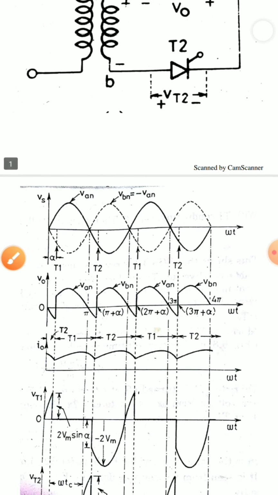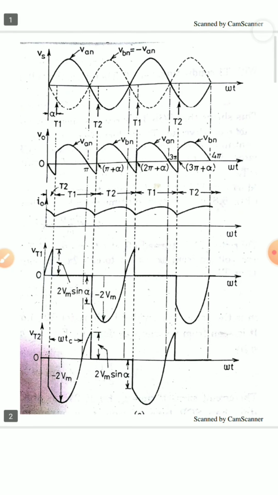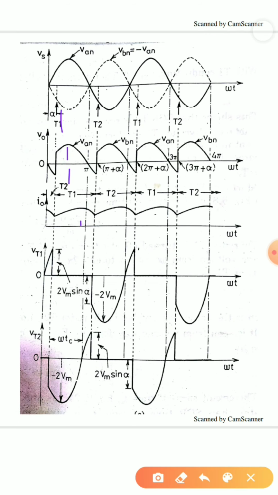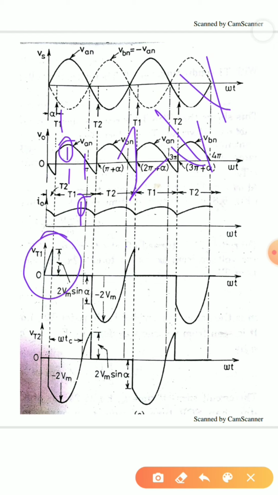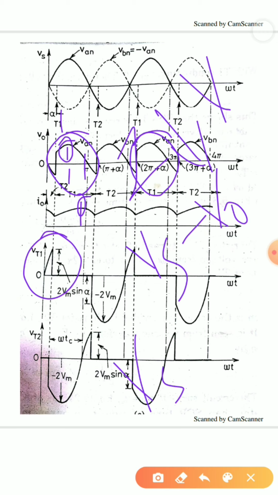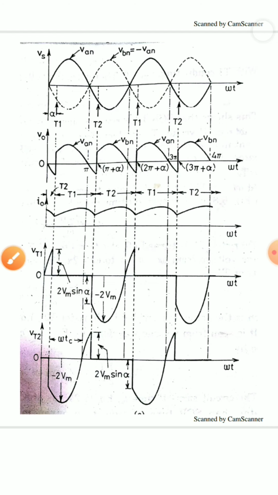So this is the operation of a midpoint configuration. All the other things, as I've said, the maximum current is lagging the voltage, then VT1 is nothing but Vs minus V0, only for the portions when my thyristor T1 is conducting. Then for the negative half, or the negative cycles where my thyristor is conducting, I have to do Vs minus V0.